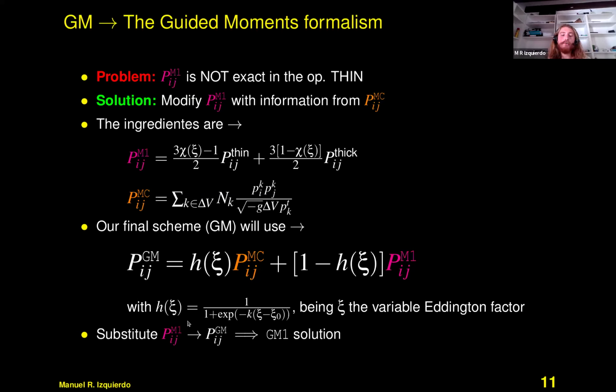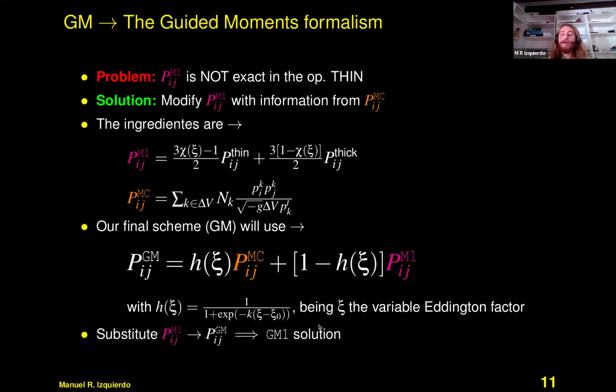So when we substitute this old pressure tensor with this new one that I call P_GM, we obtain what we call the GM1 solution. So in this guided moment formalism, we will have to run two methods at the same time. We will have to run the M1 and we will have to run the Monte Carlo. For the moment, we're running them separately. And now that we have this nice pressure tensor from Monte Carlo, we give this information to the M1. So what we call GM1 would be a normal M1 with a modified pressure tensor, which makes it exact. This is what we call GM1.